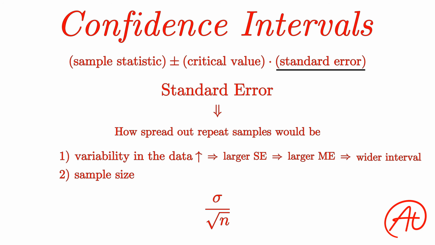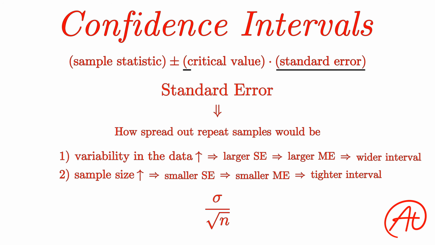On the other hand, if we have a larger sample size, the law of large numbers says that our sample value gets closer to our population value, so we would have a smaller standard error because n is in the denominator. And this would produce a smaller margin of error, and as a result, our range would be tighter because of it.